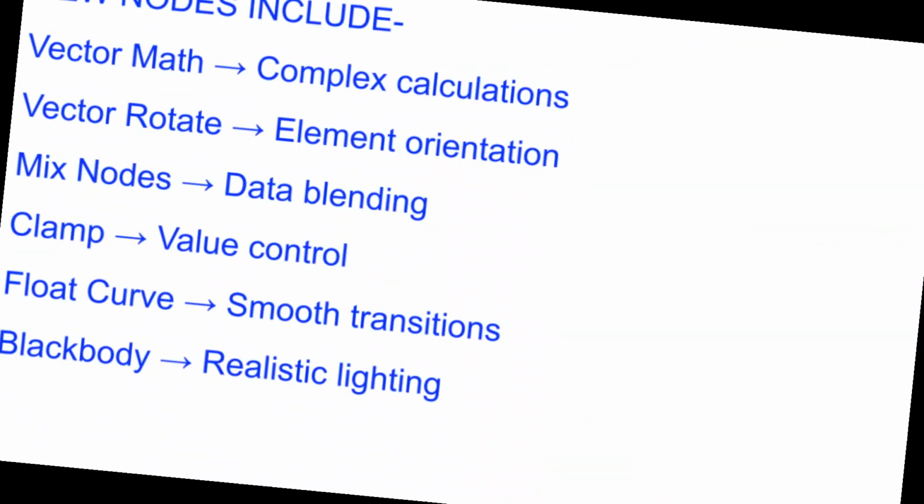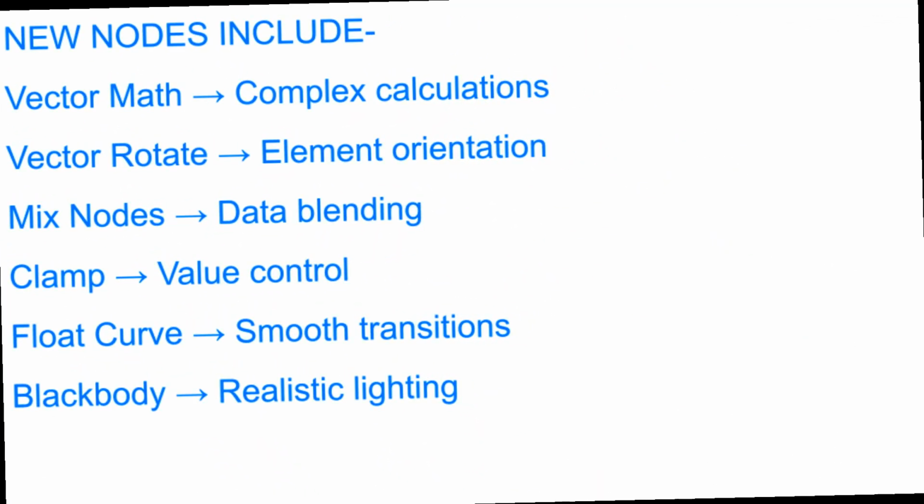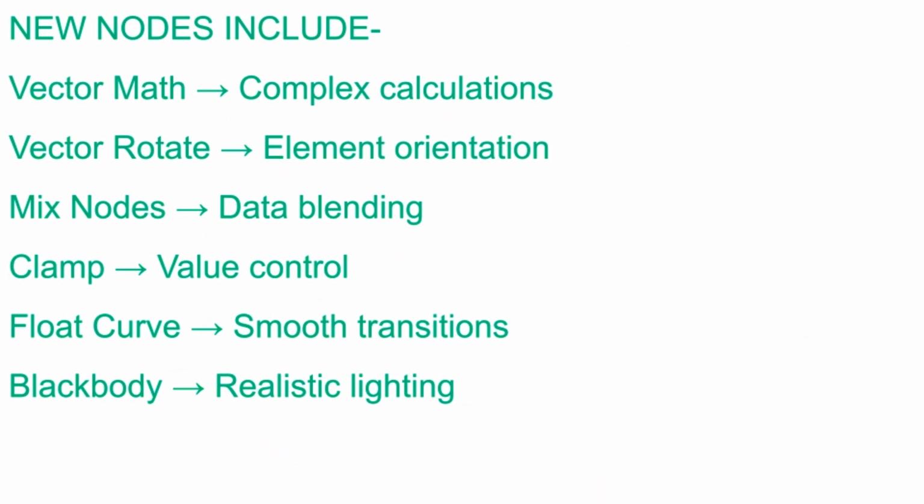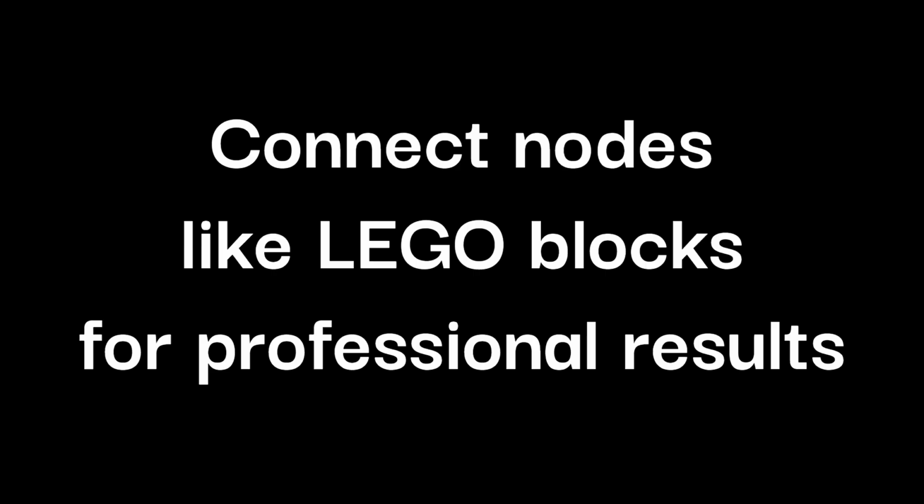New nodes include vector math for complex calculations, vector rotate for spinning and orienting elements, mix nodes for blending different types of data, clamp for controlling value ranges, float curve for smooth transitions, black body for realistic lighting temperatures. Now, what does this mean in simple terms? Well, you can now create Hollywood level visual effects with the same ease as connecting Lego blocks. Every setting can be controlled externally, making complex compositions incredibly flexible and powerful.